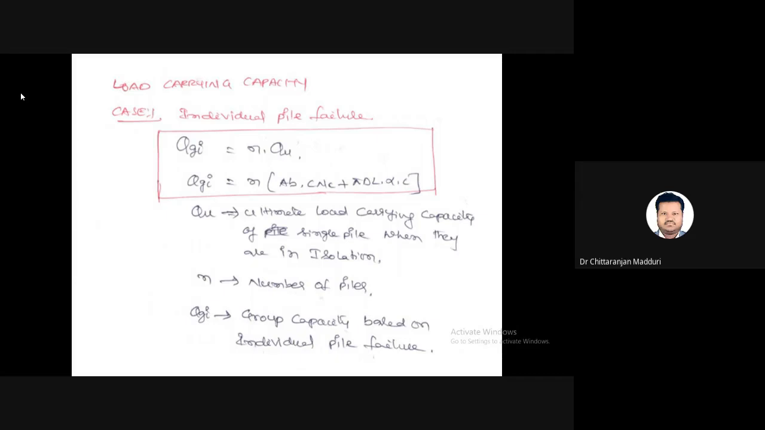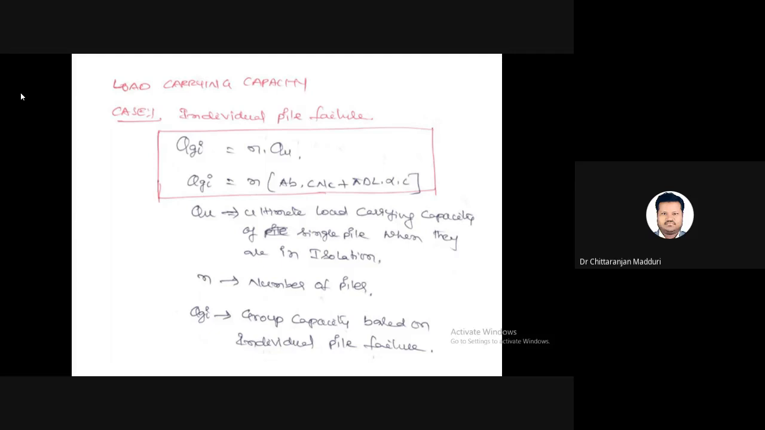Group capacity by considering individual pile failure: Q_GI equals N into Q_U, where N is the number of piles, and Q_U is the ultimate load carrying capacity of a single pile when in isolation. Q_GI is known as group capacity based on individual pile capacity. All our other parameters are the same.